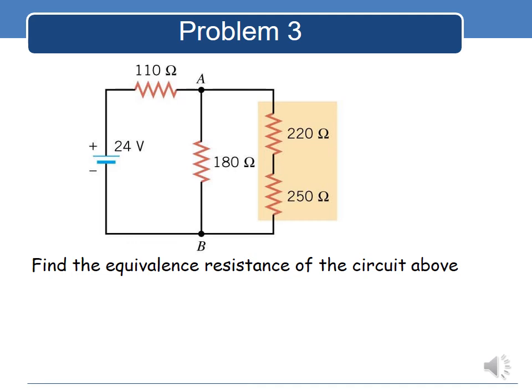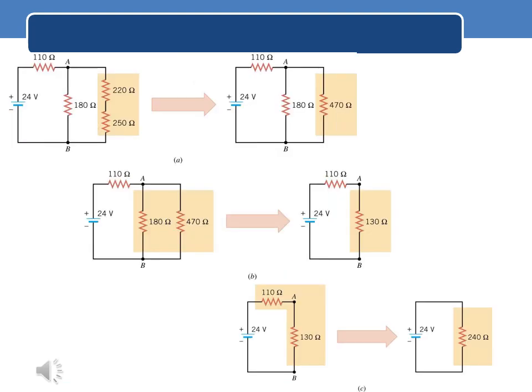What is the equivalent resistance of this circuit? To solve that problem, we have to break up the circuit one by one. First, you look at the series connection here. 220 and 250 are connected in series, so you can replace them by a single resistor, which is 470.